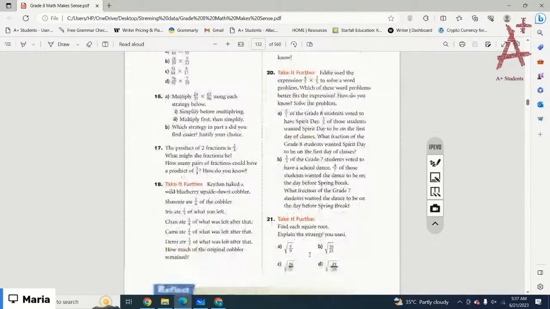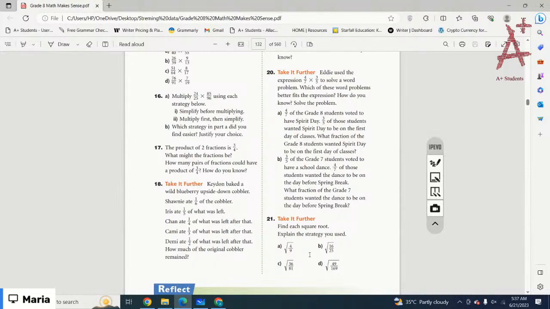Okay, just look at question number 17. The product of two fractions is 3 by 4. What might the fractions be? How many pairs of fractions could have a product of 3 by 4? How do you know?